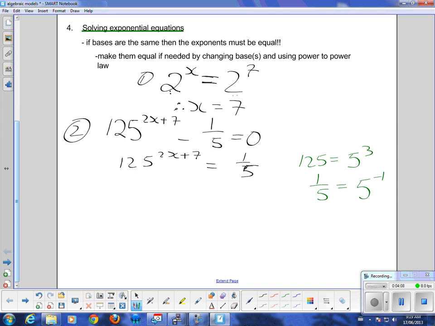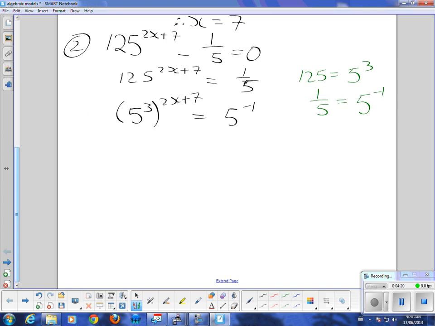So I'm going to replace those numbers in my question with that piece of information. So 5 cubed, and we have 5 to the -1. Now, before I go any further, I need to distribute that 3, because power to a power I multiply. So I end up with 5 to the 6x plus 21 equals 5 to the -1. Now you can see my bases are the same. In both cases, they're the number 5. So therefore, I can say that 6x plus 21 must equal -1.